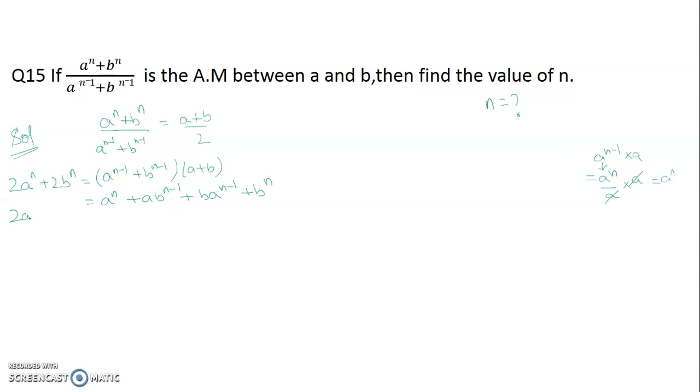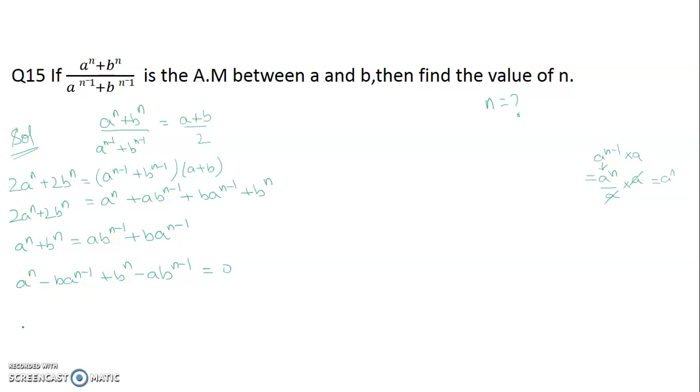So this is equal to 2a^n plus 2b^n. This a^n and this a^n will be subtracted, so I will get a^n. This b^n and this 2b^n will be subtracted, so what will I get? b^n. Okay, is equal to ab^(n-1) plus ba^(n-1). So a^n minus ba^(n-1) plus b^n minus ab^(n-1) is equal to 0. So I am taking these two terms on the left and I am subtracting.